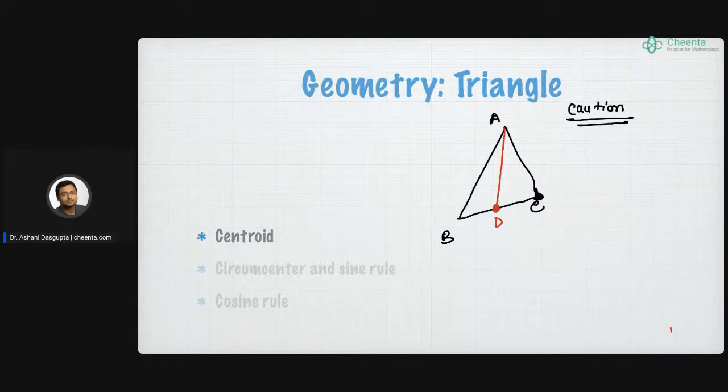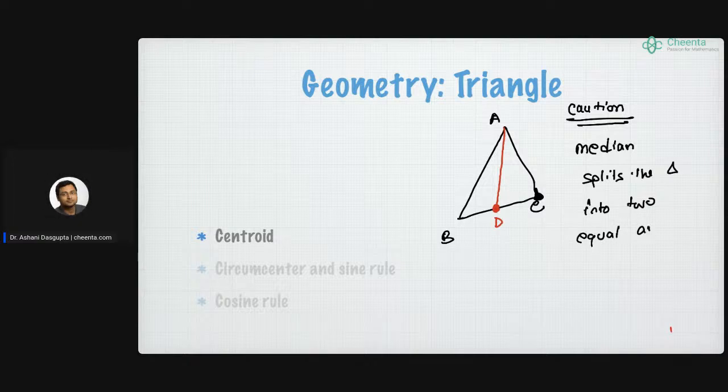So here is a caution point, something that you should remember. And this is how I think about it. The median splits the triangle into two equal area parts. This is almost obvious, but when we see a median, it's sometimes not the first thing that we think about. Of course, we think about a bunch of stuff. We understand that the median splits the triangle's other side into two equal parts and so on and so forth. But it also does something to the area.